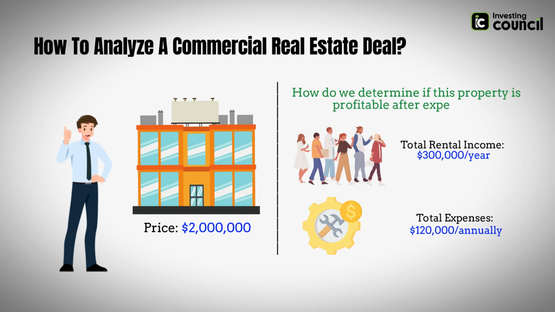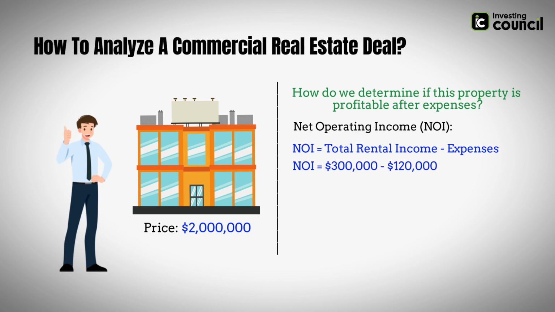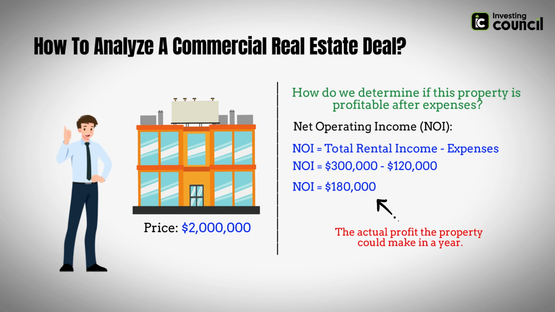So, how do we figure out if this property is making money after all those expenses? We calculate what's called the net operating income, or NOI for short. Here's the simple math. We take our total income of $300,000 and subtract the $120,000 in expenses. This leaves us with an NOI of $180,000. This number is super important because it tells us how much actual profit the property could make in a year.